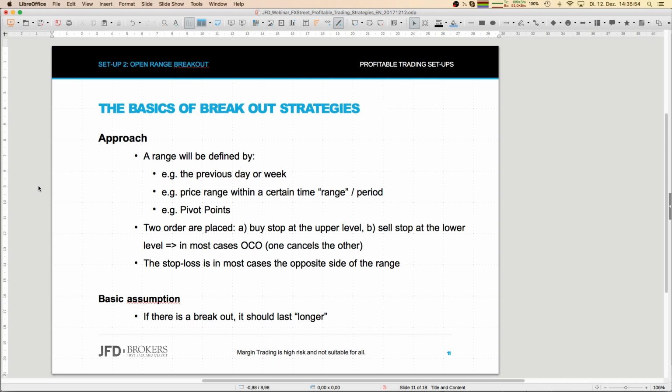In most cases, and in my case as well, the stop loss for that kind of strategy is always the opposite side of the range. Let's do it visually, because then it becomes even more obvious what I'm talking about. But the basic assumption, to mention that first, of that kind of strategy is simply, if there's a breakout of that range, then that breakout should be long-lasting. So it should go further, and that's the basic idea.